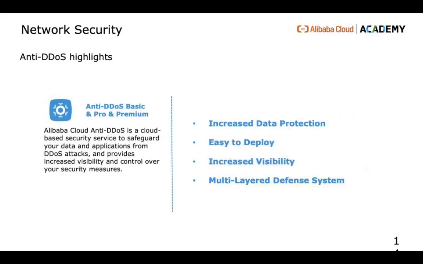To defend against potential DDoS attacks, we provide 3 versions of anti-DDoS products, which are Basic, Pro, and Premium. Anti-DDoS Basic is a free distributed denial of service protection service that safeguards data and applications. Anti-DDoS Basic prevents and mitigates DDoS attacks by rotating traffic away from your infrastructure. This service guarantees availability and performance of your properties on Alibaba Cloud. It also provides enhanced visibility and control over your security.